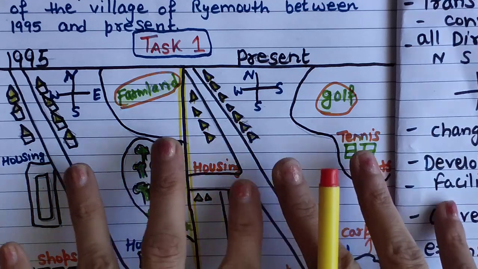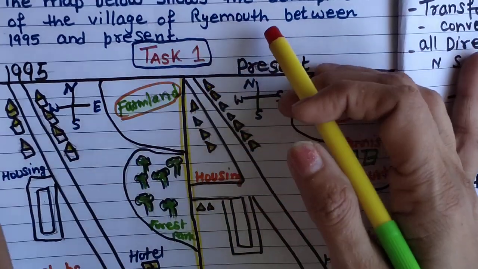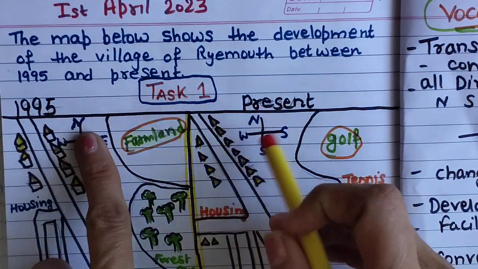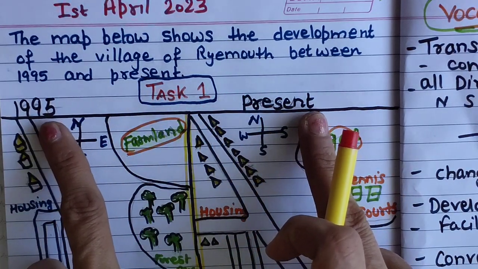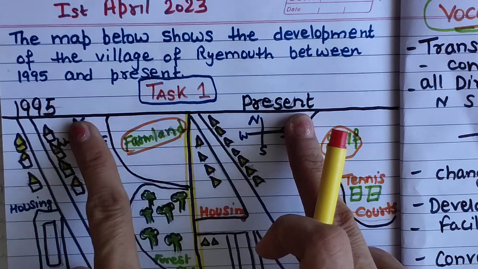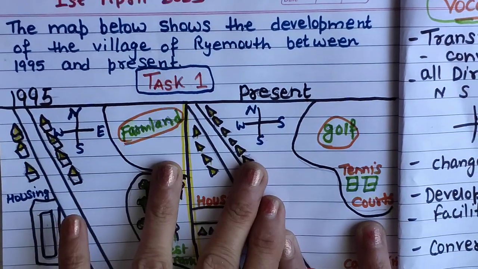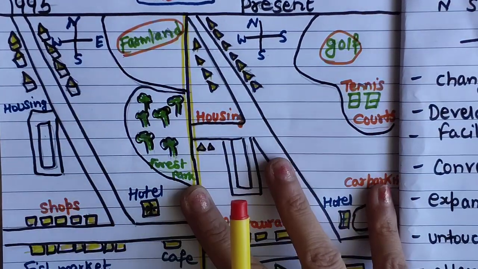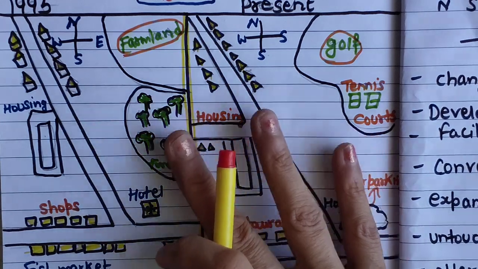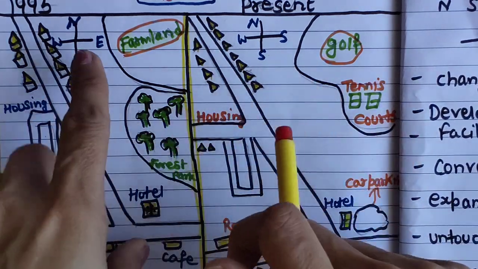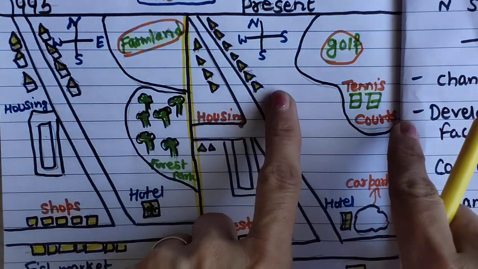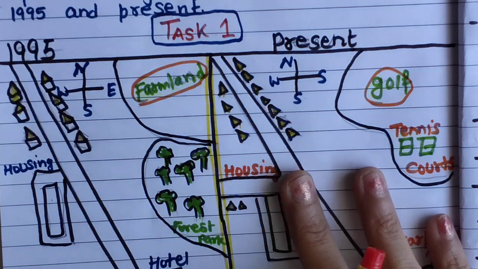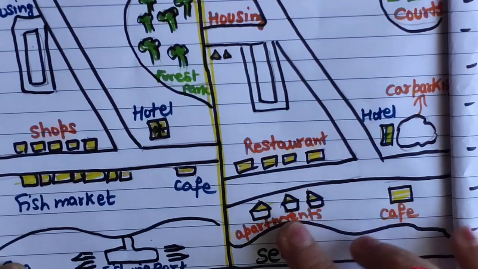Always look at the tense you are going to write, after reading the question statement as well as the title of the table, chart or any map. So here it is a past and present comparison. First we will look at the past, 1995. So how are we going to analyze the question statement and map? First we will look at the old one and then at the present one.